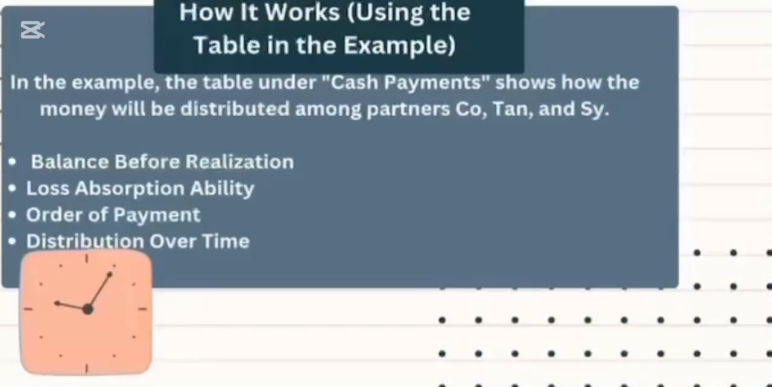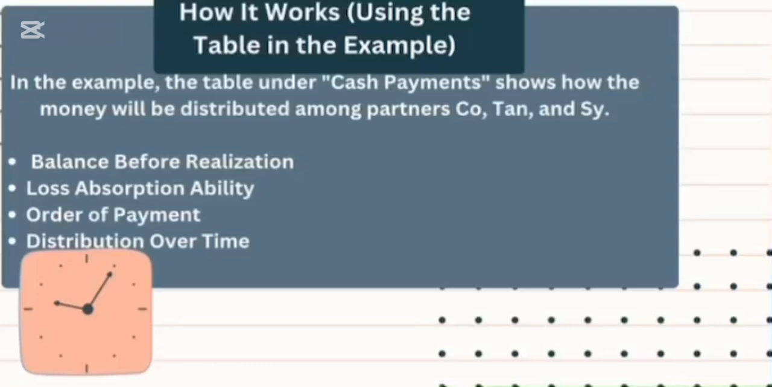In our example, C has the least ability of 50,000 pesos, Tan is next with 75,000 pesos, and Co has the highest of 100,000 pesos. And in order of payments, the partner with the lowest loss absorption, which is C, will receive cash first because they can handle less loss. Once C is paid up to 50,000 pesos, the next cash payments go to Tan and then finally to Co if there is any cash left.